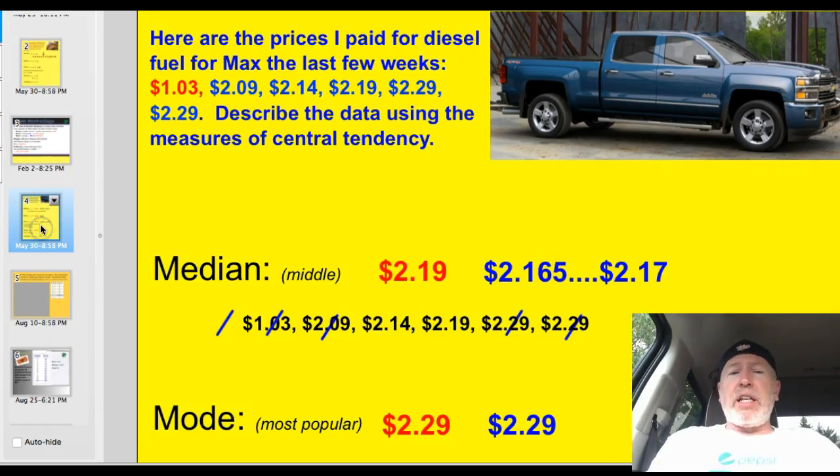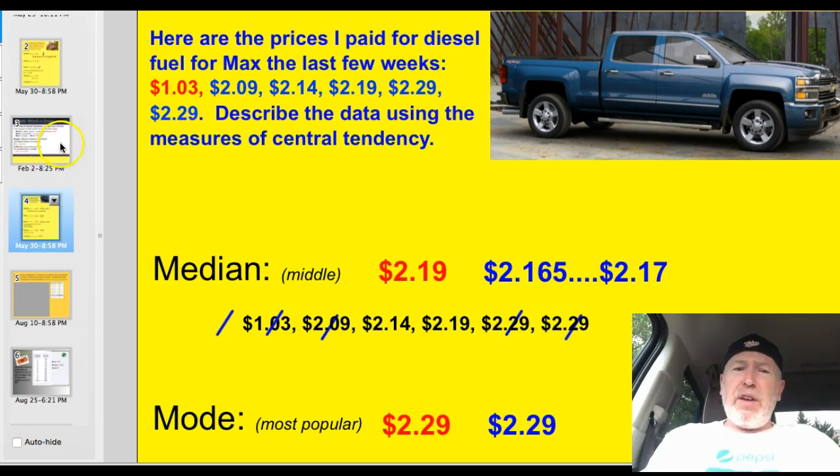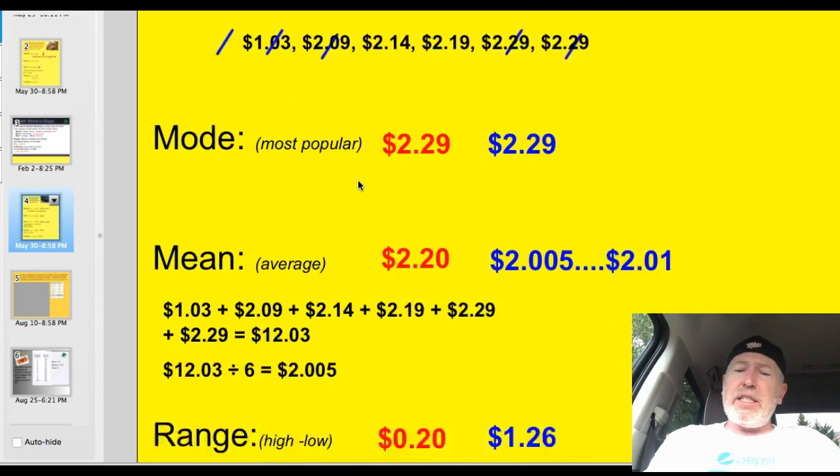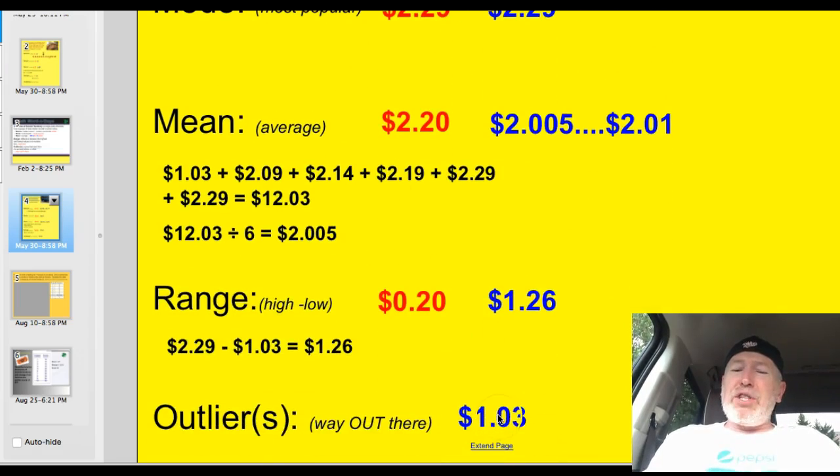All right, let's take a look at an example here with Max. Once again, I'm sitting in Max making this video. So here are the prices I paid for diesel fuel for Max in the last few weeks: $1.03, $2.09, $2.14, $2.19, $2.29, and $2.29. Describe the data using the measures of central tendency. Well, I put down that there's this outlier that wasn't there last night. That's $1.03, and you're saying, no way.